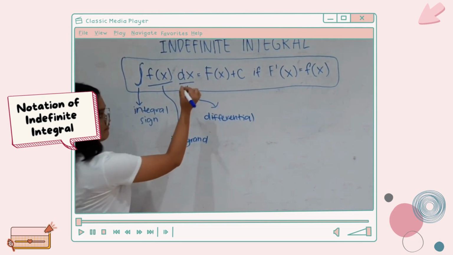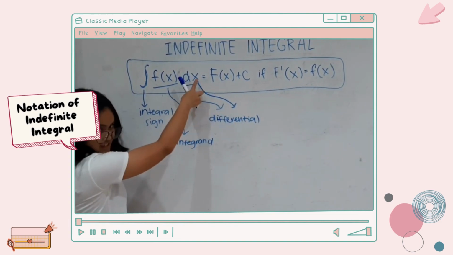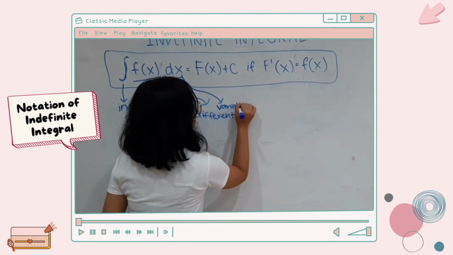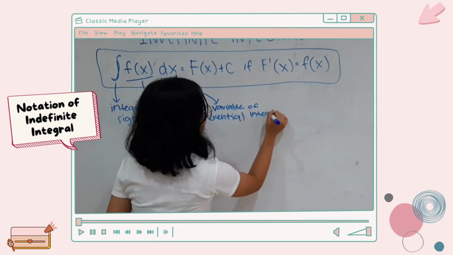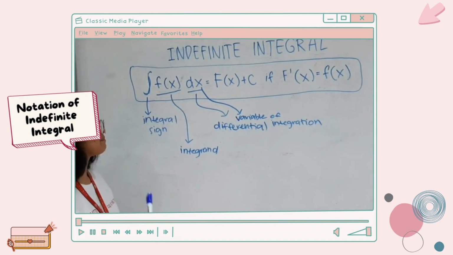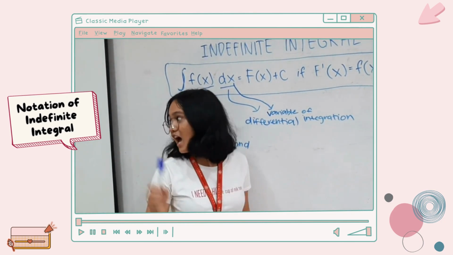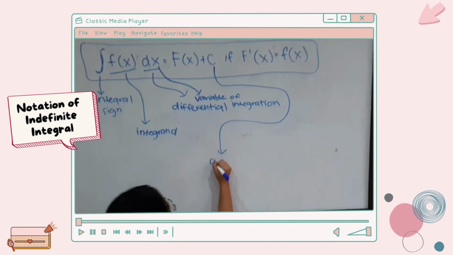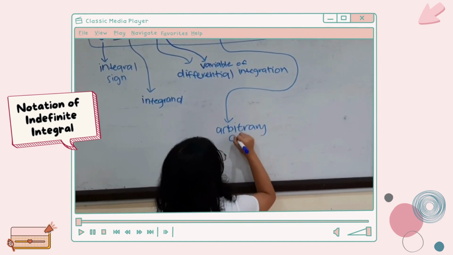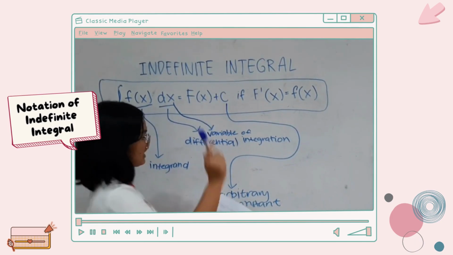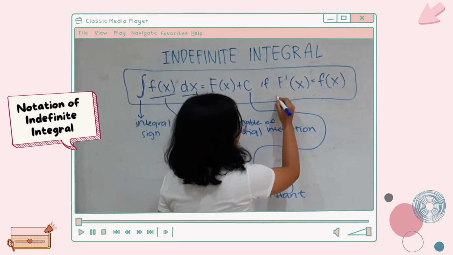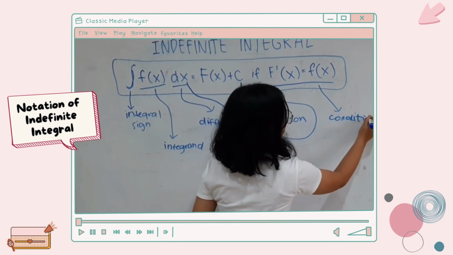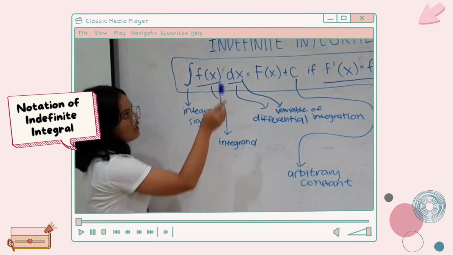Within the differential, we have this x. This x is called the variable of integration. Now, we have one very interesting part about indefinite integrals. It always has an arbitrary constant, or this c over here. This c is called the arbitrary constant. Last but not least, we have f prime of x equals f of x. This is the condition.